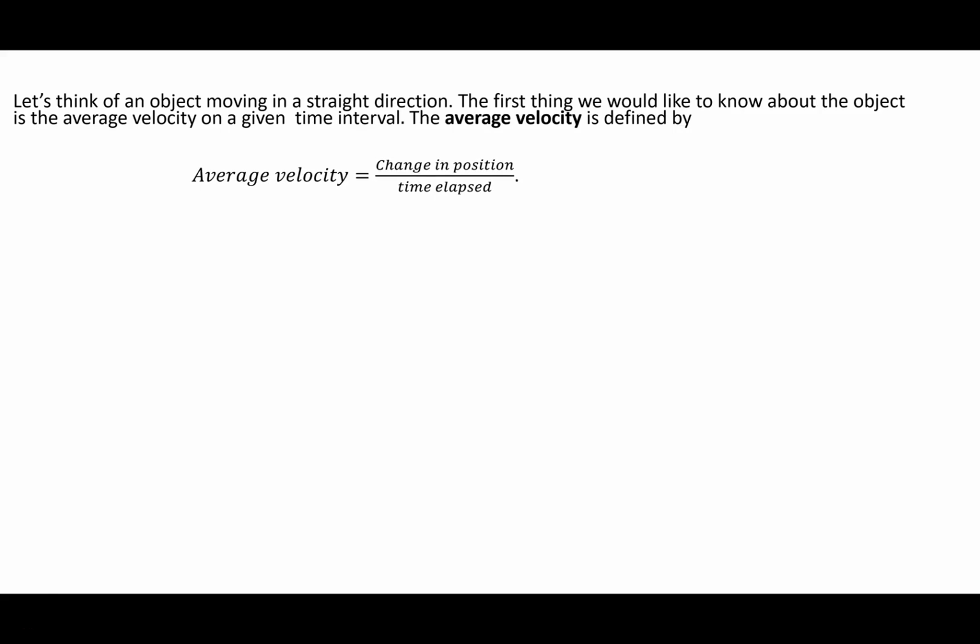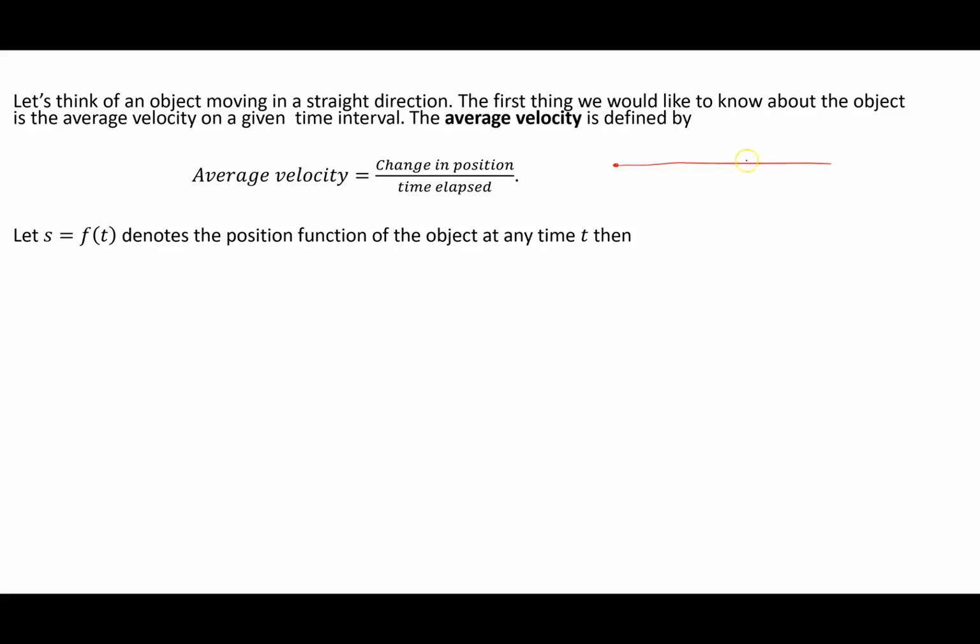In order to find the formula to compute the average velocity of a moving object, let's give the functional notation for the position of the object. So let's consider s equals f of t be the position function of the object at any time t. So that means if this is an initial position of the object, s equals f of t denotes the distance of the object from the initial position.